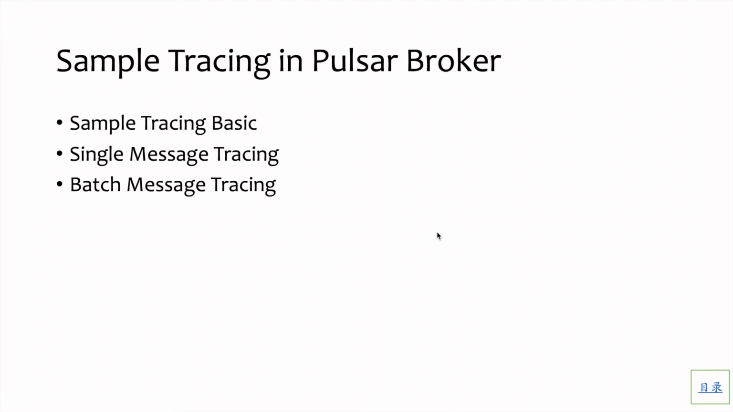How is sampling tracking implemented in Pulsar Broker? The following will be explained based on these 3 points. The first is the basic principle of sampling and tracking, and the second is the sampling and tracking method of a single message. The third is the sampling and tracking principle of batch messages.